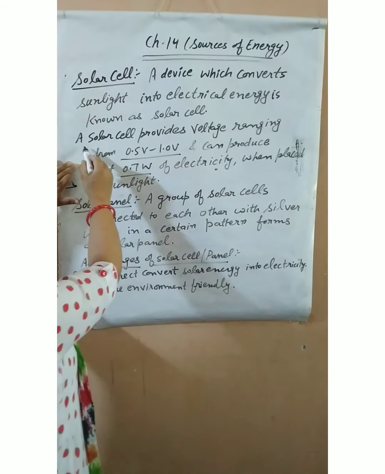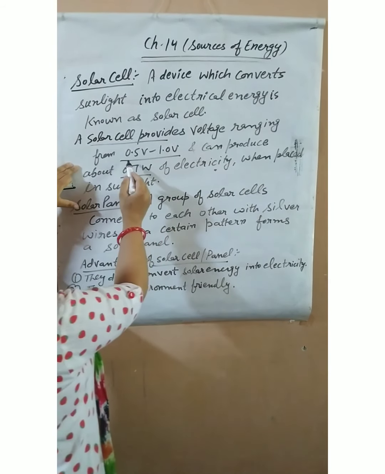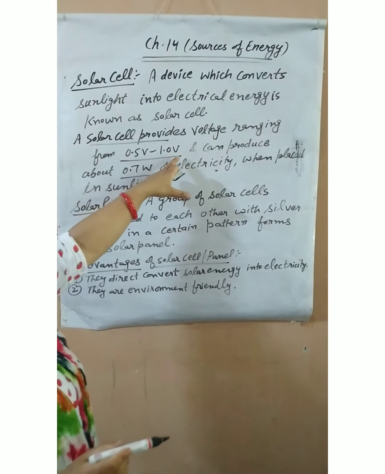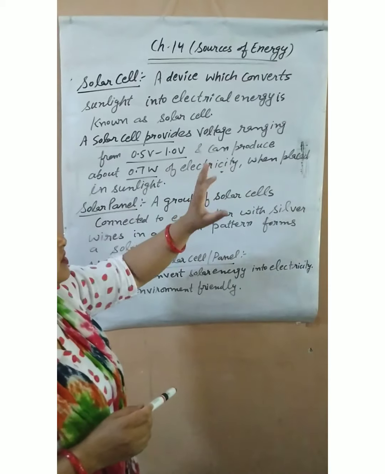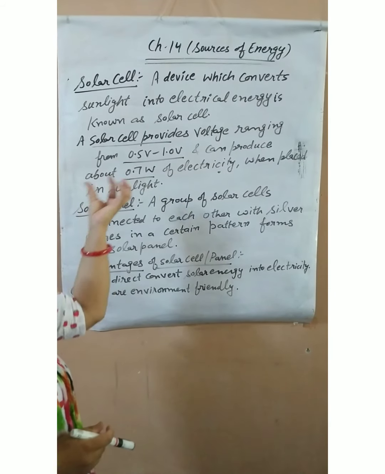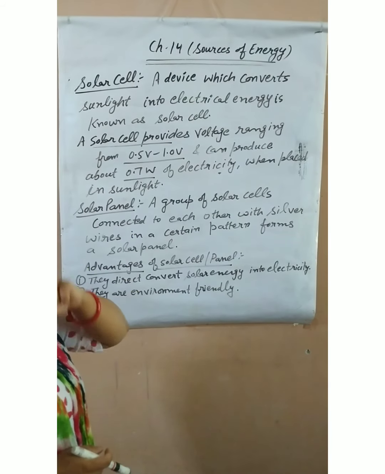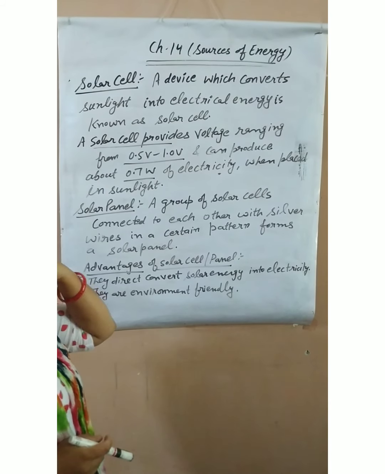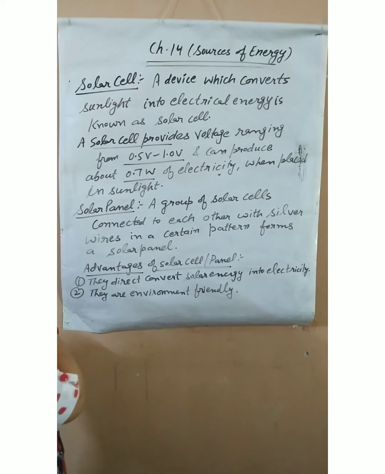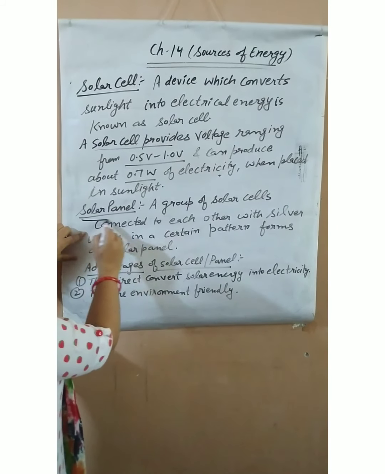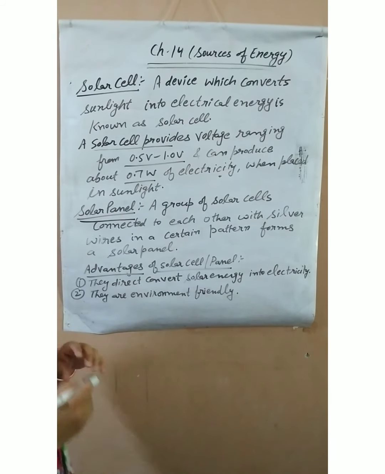Moreover, a solar cell provides voltage from 0.15 volt to 1.0 volt, and it can produce about 0.7 watt of electricity when placed in sunlight. So this is the limitation of a single solar cell. So how to overcome this low potential and power output of a single solar cell? Solar panels are made to overcome this problem.